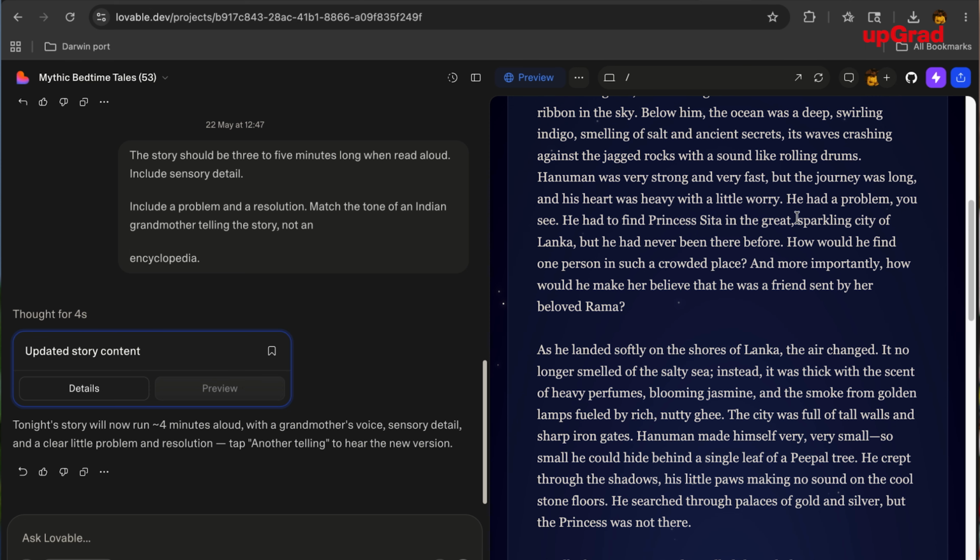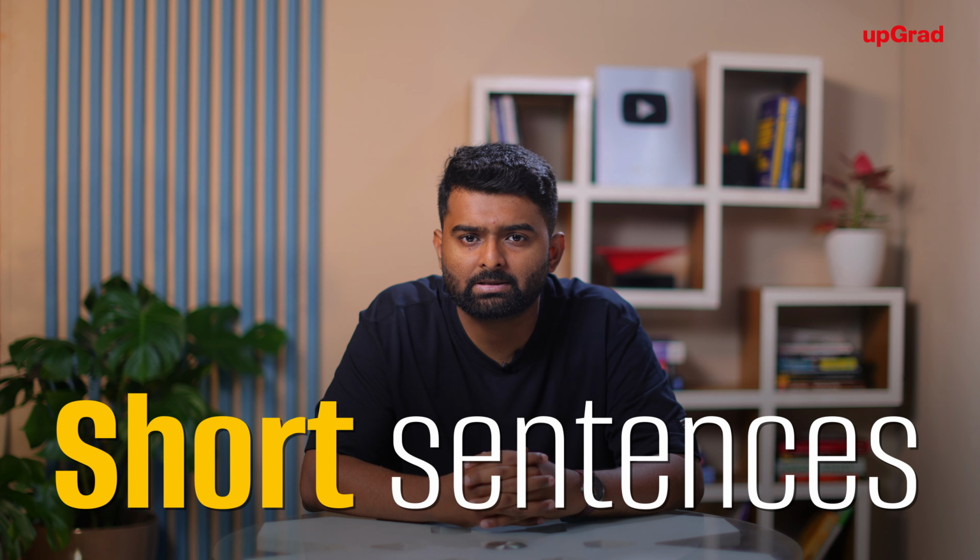But the language is too sophisticated for a young child. Add one more constraint, short sentences. Words a small child can understand. Repetition where it helps. Third try, it works.